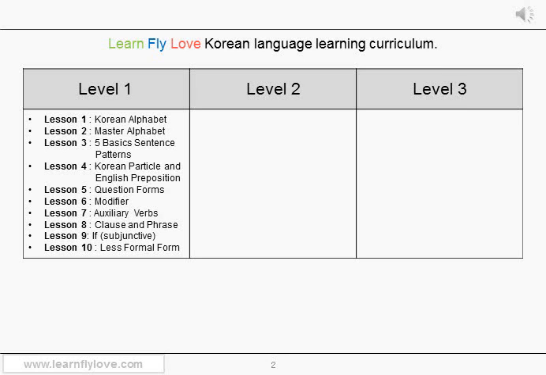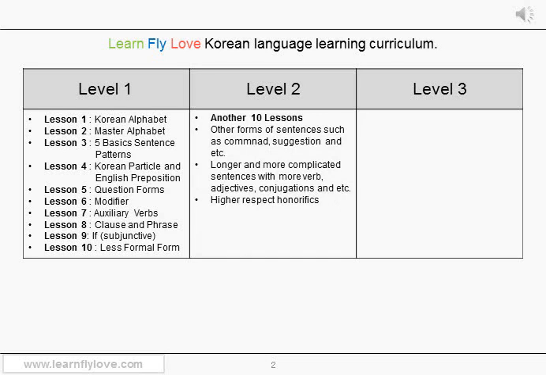And at level 1, you're going to learn the relation between Korean particles and English prepositions, question forms, modifiers, modals, how to make clauses and phrases, and subjunctive sentences using if. And finally, you will wrap up level 1 by learning the casual form that you can use with your friends. It will be really fun. And at level 2, you're going to learn other forms of sentences such as commands, suggestions, etc., and longer and more complicated sentences, with more verbs, more adjectives, or more conjugations.